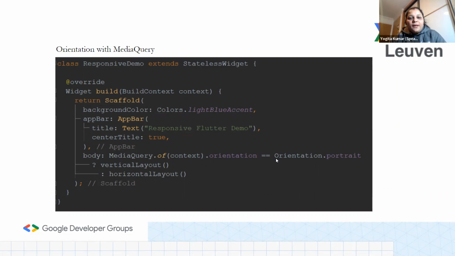Now, orientation with MediaQuery. MediaQuery also provides us the orientation, which means if you want to design your application based on the orientation, not the screen size. If you have some YouTube videos and you want to play them in landscape mode only, not in portrait mode, in that case you will get the orientation from MediaQuery of context orientation. And this orientation is an enum. It has only two values, portrait and landscape. By checking a simple condition, you can display your UI components, whether vertical or horizontal.